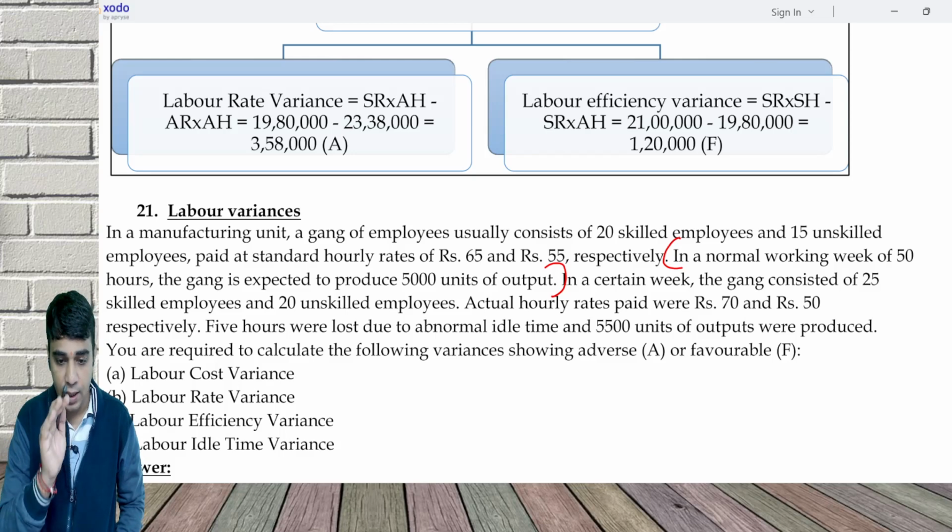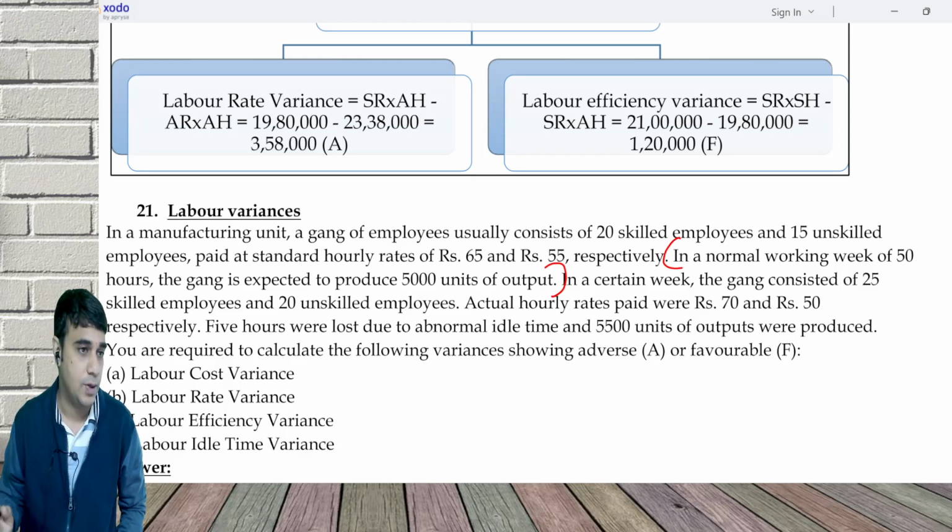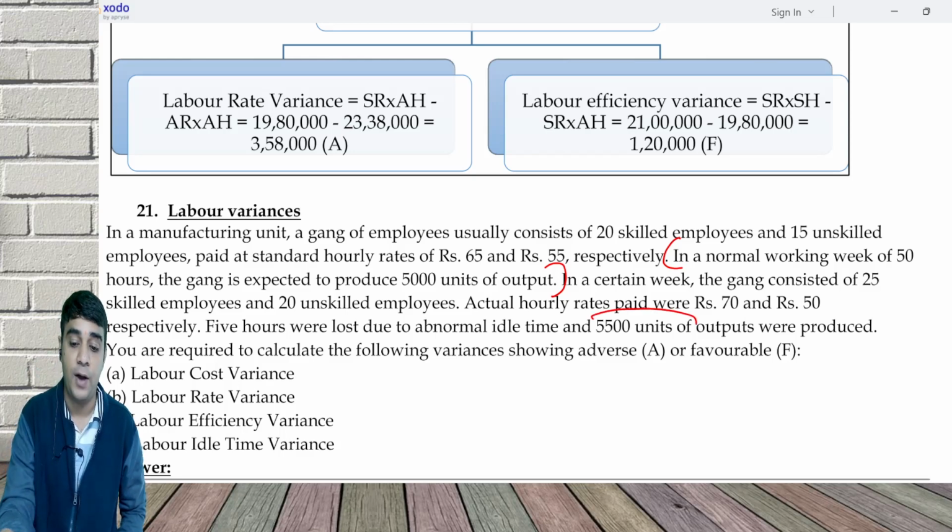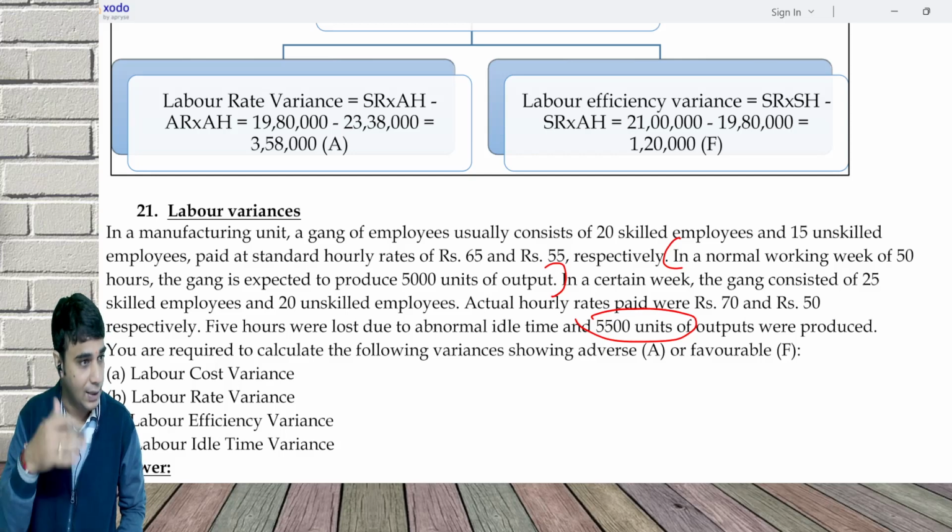Till this, can you tell me what is the standard equation? Don't see anything beyond this. 1750 hours is equal to 5000 units. In the actual gang they have more people, I'm not bothered about that. Let them have more or fewer people, that's not my worry. 1750 hours is equal to 5000 units. Question mark is equal to 5500. That will give me the standard time. That AO I will look at later.